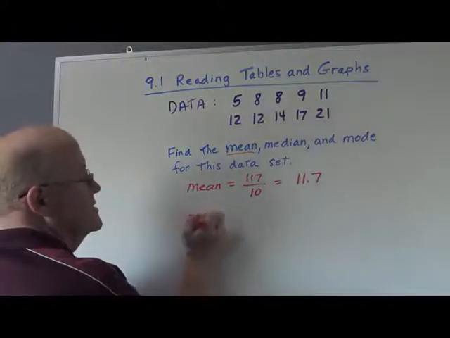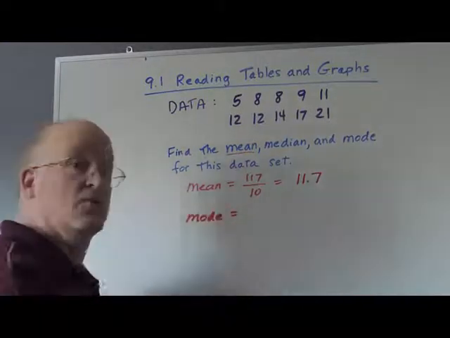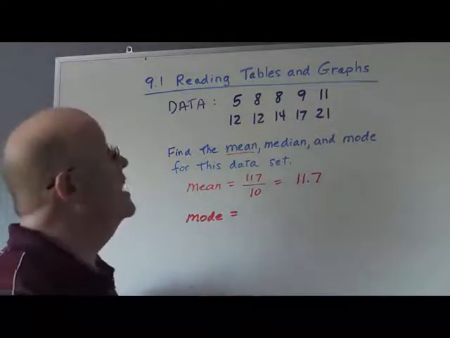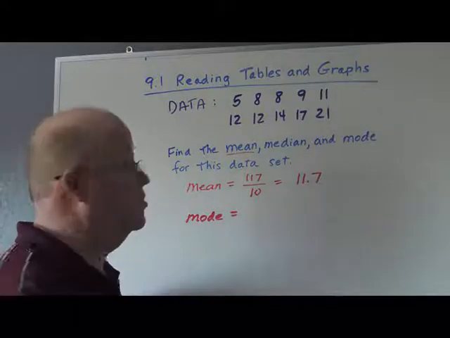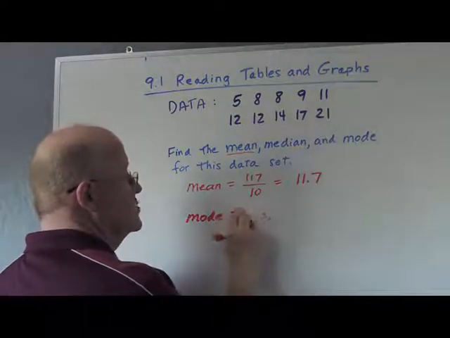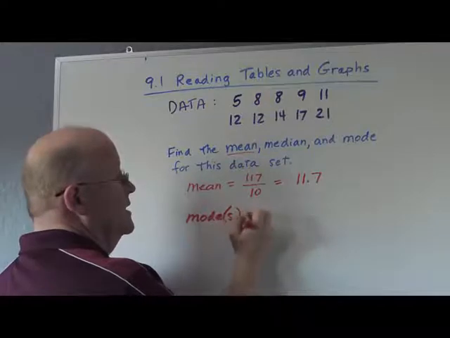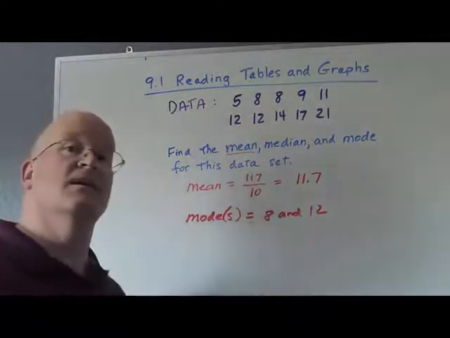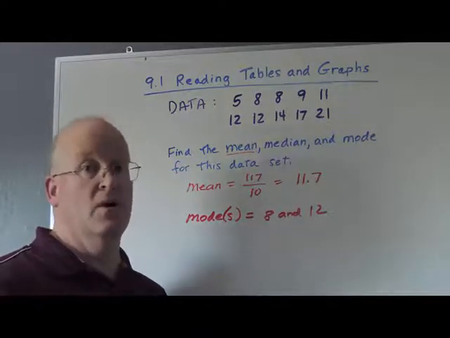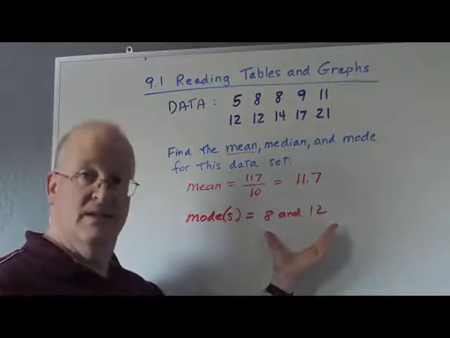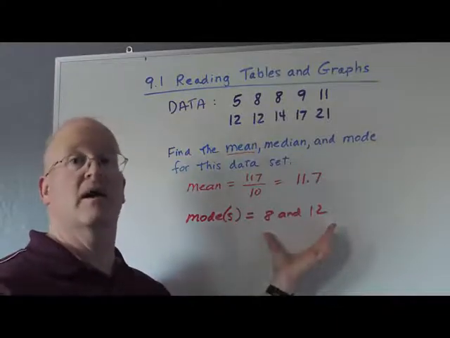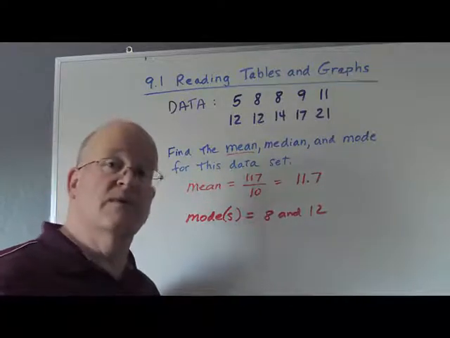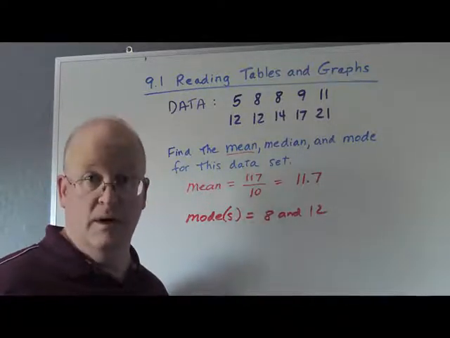The mode is the data value that shows up the most in a data set. Well, in this case, we have 8 showing up twice, and we have 12 showing up twice. So the mode in this case, it's actually the modes we're looking at, is 8 and 12. Now, sometimes a data set is unimodal, having only one mode, or bimodal, as in this case. It can be multimodal, having a lot of values that show up the most, or if all data values show up the same number of times, then there'd be no mode at all.